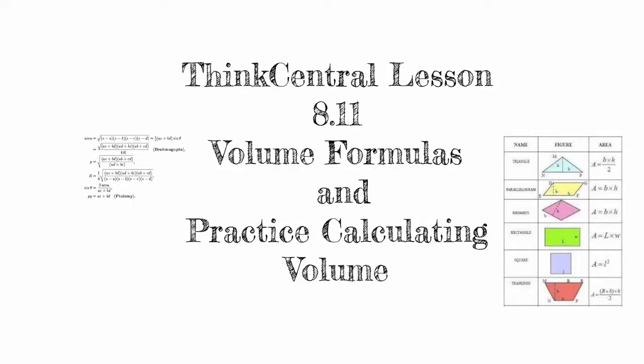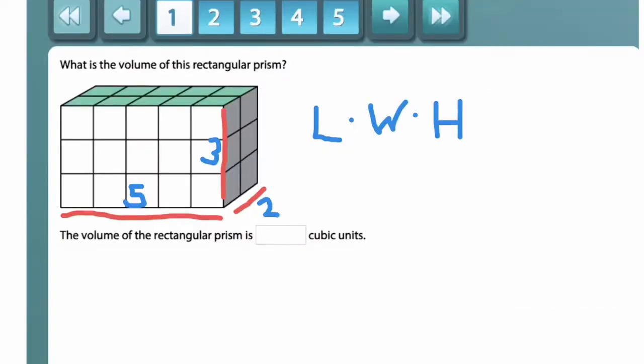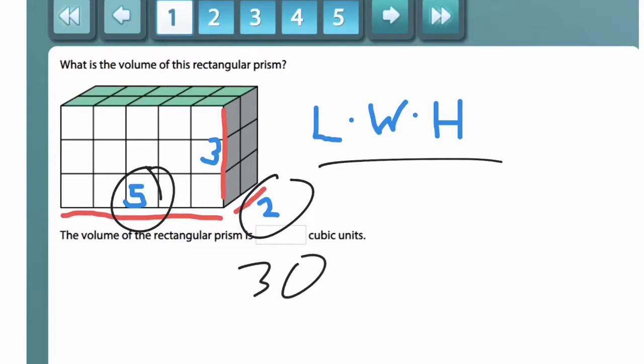Lesson 811 is just a little practice with formulas and calculating volume. Again, we're just looking at the concept of multiplying length times width times height, or base times height, to get volume. In this prism, you have a 5 by 2 by 3, so there would be 30 cubic units in that.